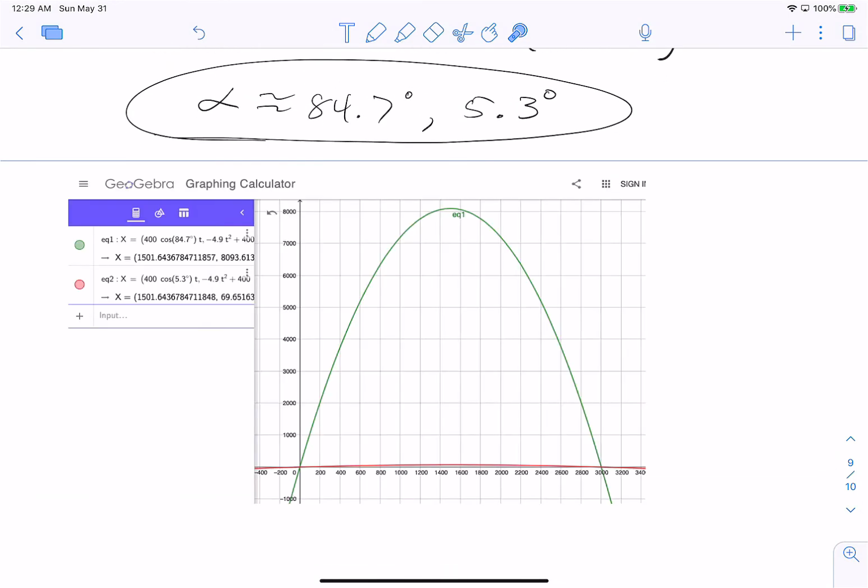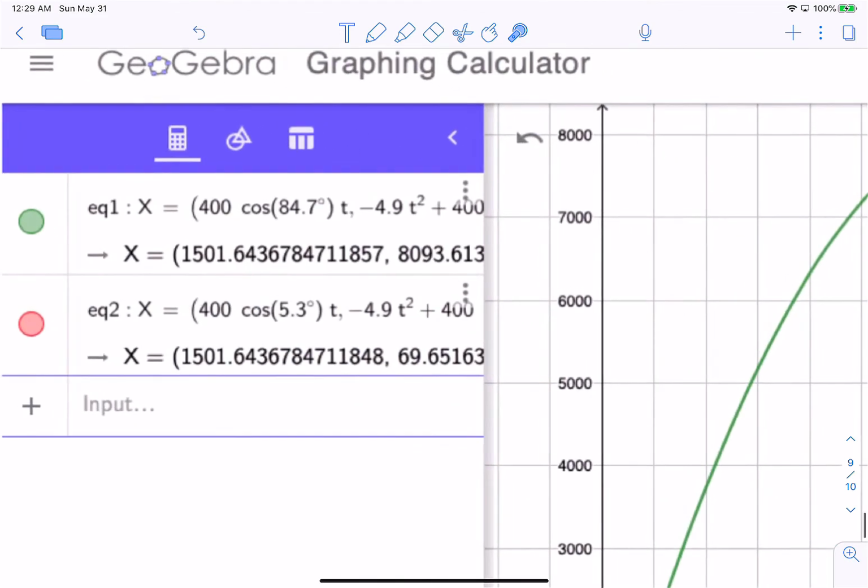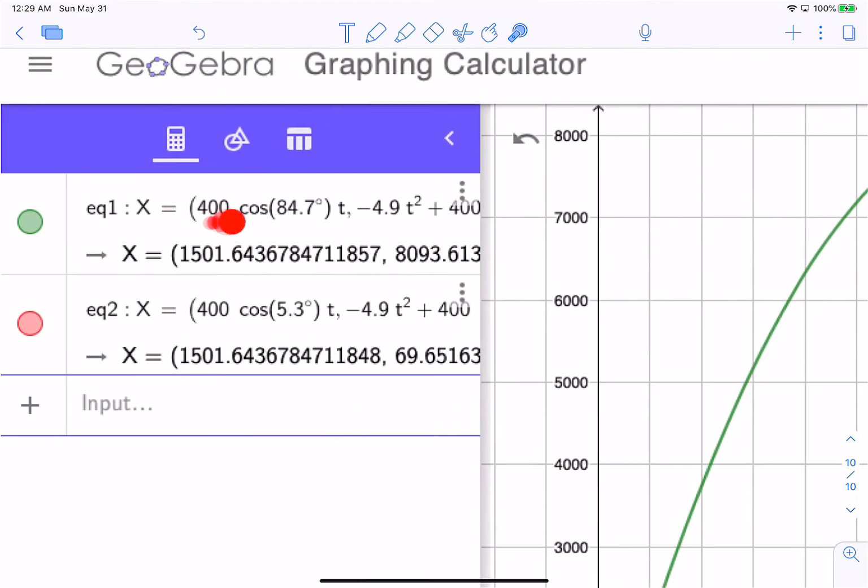I used GeoGebra's graphing calculator. This is their two-dimensional graphing calculator. You can find it maybe on my website. You can Google it too. In any case, here I have the parametric equations, and I enter them as ordered pairs, just like I would using the 3D graphing calculator for a parametric curve.